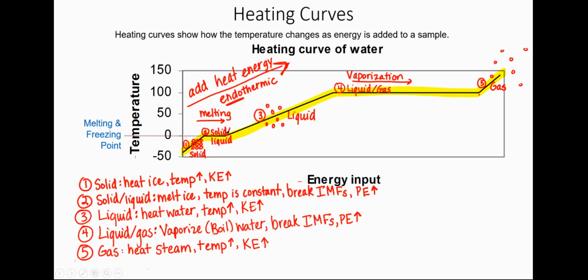Now, let's think a little bit about a cooling curve. A cooling curve just heads in the opposite direction. You would remove heat energy. When you remove heat energy, that's actually exothermic because energy is going to leave the water and go to the surroundings. So even in freezing, for example, that's going to be exothermic.